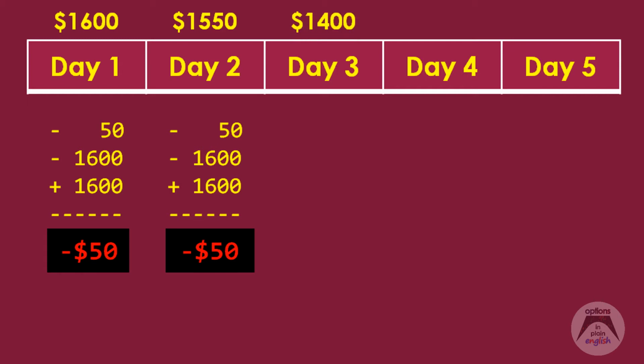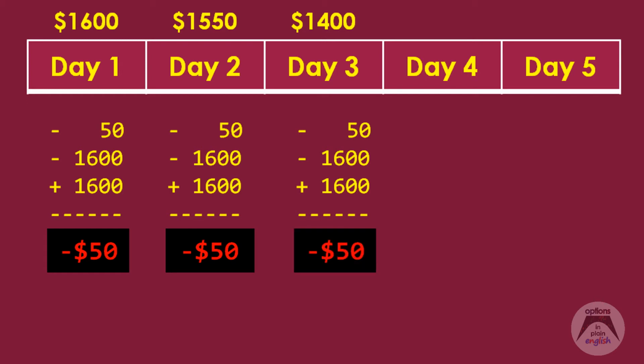On day 3, it goes down to $1,400, and guess what? Same situation. Now he's down the $50 that he paid for in premium, but the gold that he paid for $1,600, he's going to be able to sell at $1,600. So he can always sell at $1,600 because he's got a contract that allows him to do this. So he's down the same $50.